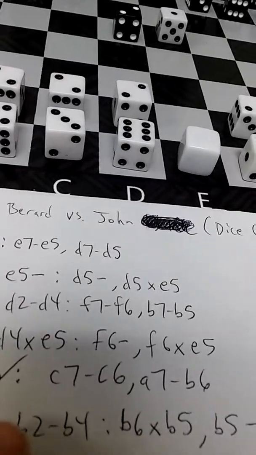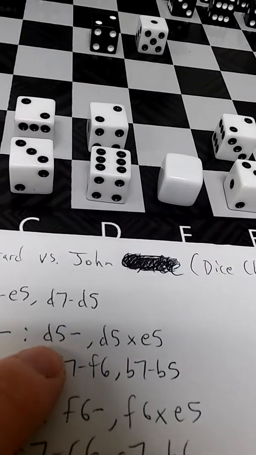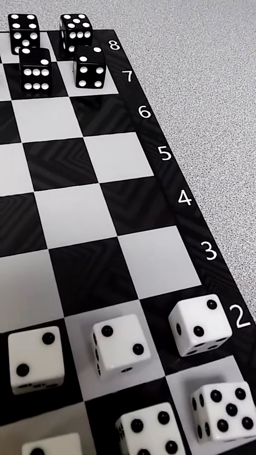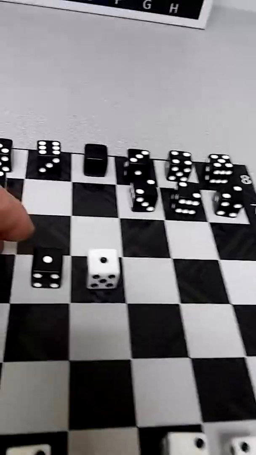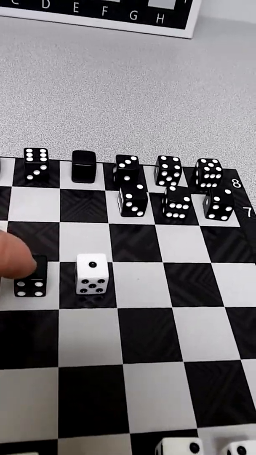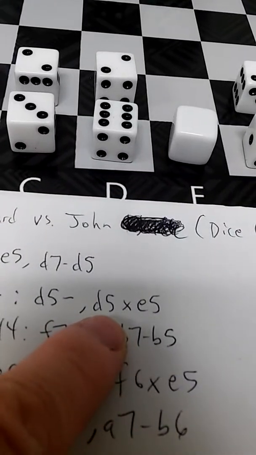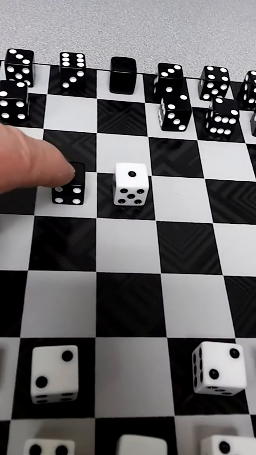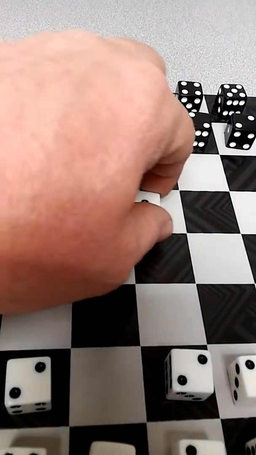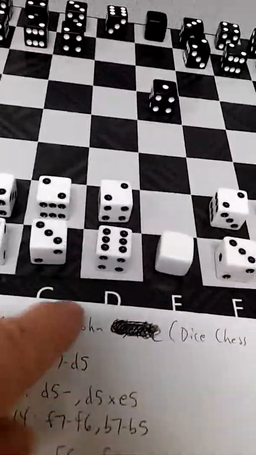So now it's his turn. He played d5 decrement. So he decremented down to a 1 in preparation for the capture. And then d5 takes e5. See?